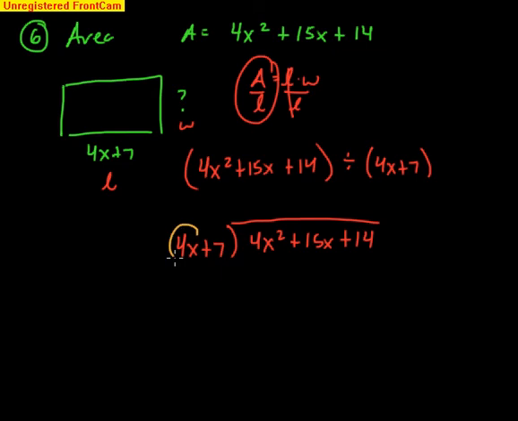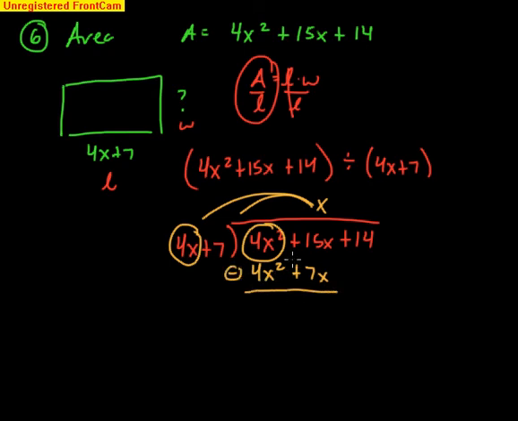So we look at the first terms, 4x and 4x squared. There's already the 4's. To make this x become an x squared, I need to multiply by x. Two terms, so put it over the second term, x. And distribute to get 4x squared plus 7x. These should be the same so that when I draw my line and I change my signs, they're going to disappear. 4x squared minus 4x squared goes away. 15x minus 7x, that's 8x. And I bring the 14 down.